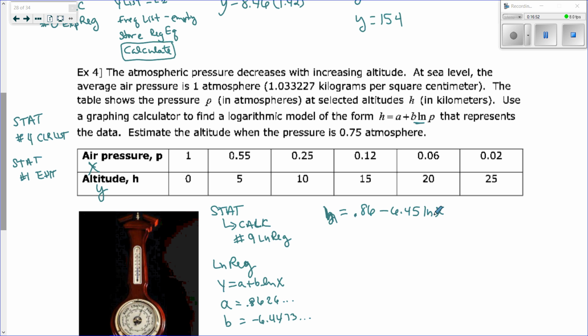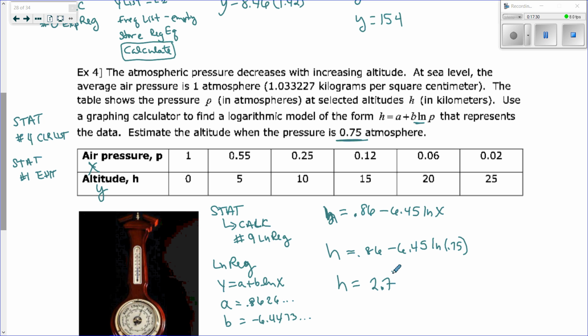So estimate the altitude, which is the height, when the pressure is 0.75. That is the x value. So h is equal to 0.86 minus 6.45 times the natural log of 0.75. So you would just type that into the calculator, and you would get an answer of approximately 2.7. So when the air pressure is 0.75 atmosphere, the altitude is about 2.7 kilometers.